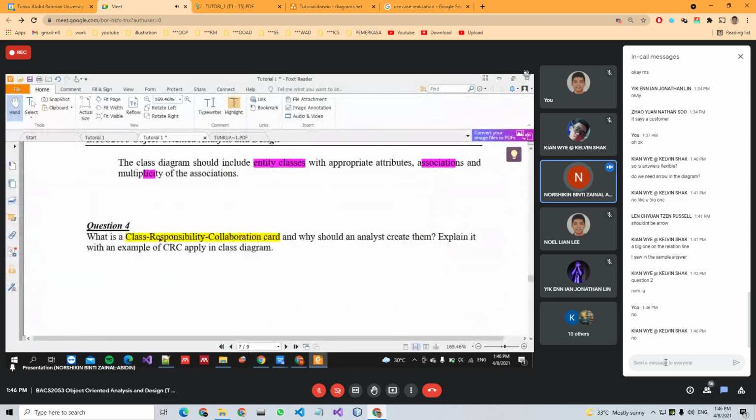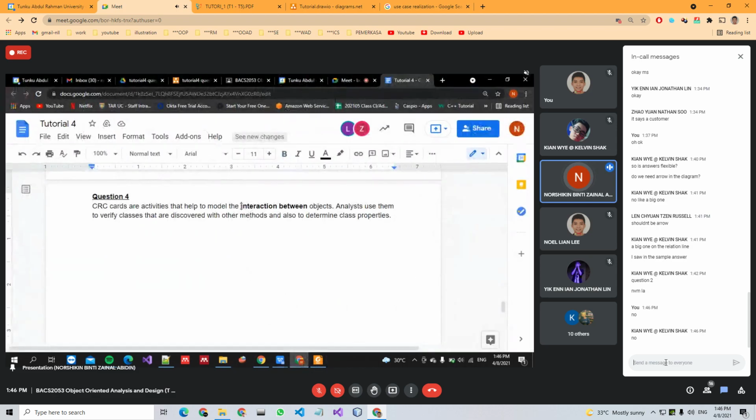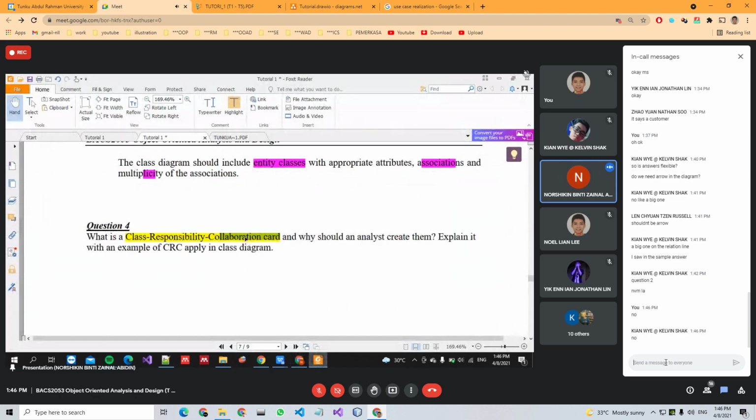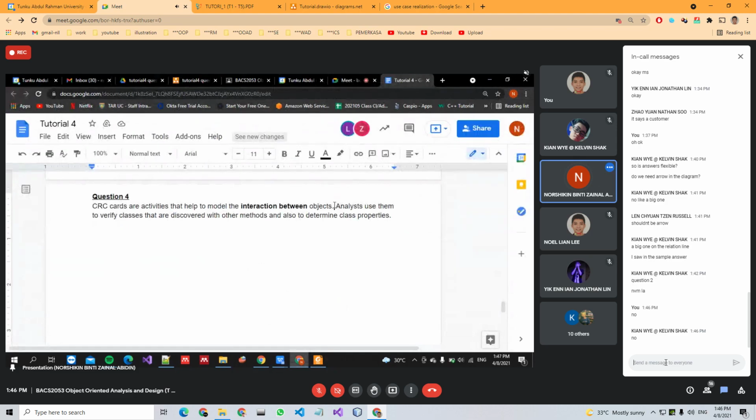It asks what is a CRC card. So this is the explanation: to show or to model the interaction between objects. That is for this highlighted part. And why should we analyze and create them? Why will analysts create them? What is the function of CRC? It's actually these two, to model or to show the interaction between objects.